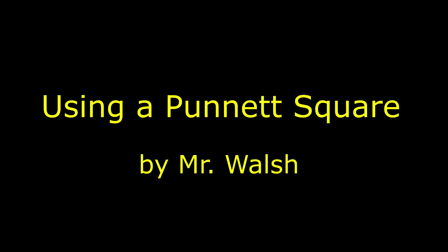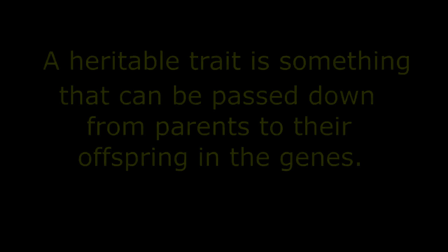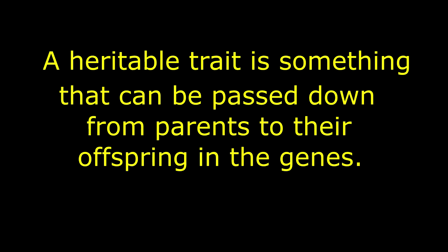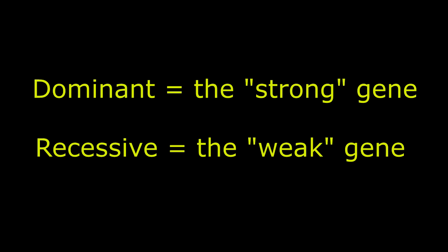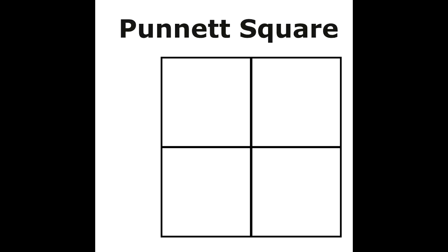If we know of two different heritable traits, one of them being dominant, the strong one, and one of them being recessive, the weak one, we can use a Punnett square to help predict what the offspring will look like from two different creatures with these heritable traits. Let's take a look at how that works.